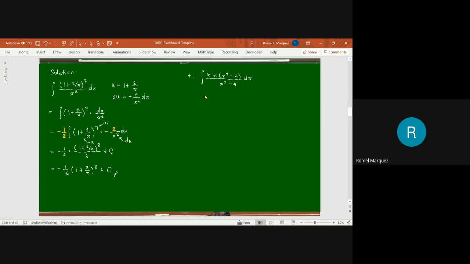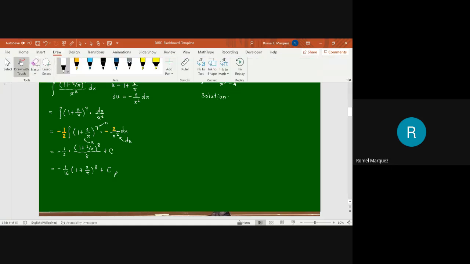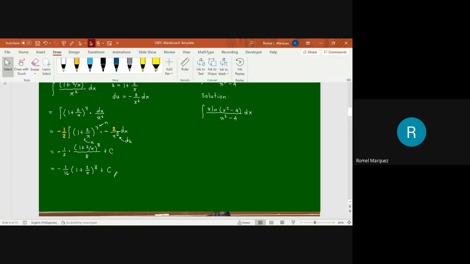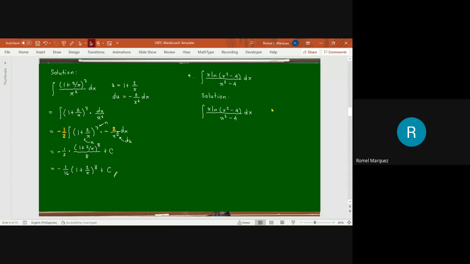Any suggestion, guys? So what is our u here? What do you think? X squared minus 4. If u is x squared minus 4, what happens to ln? Can we get ln out of x squared minus 4? I don't think so. So I think we need to include the ln, because from experience, the derivative of ln is algebraic in form. So u is ln of x squared minus 4.